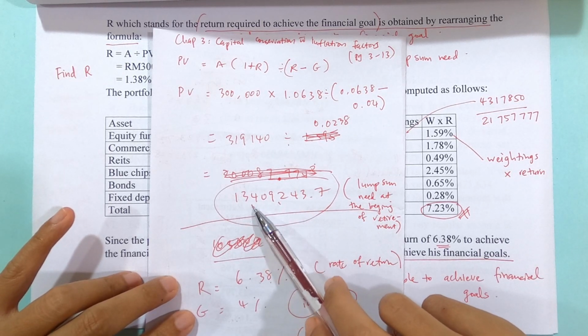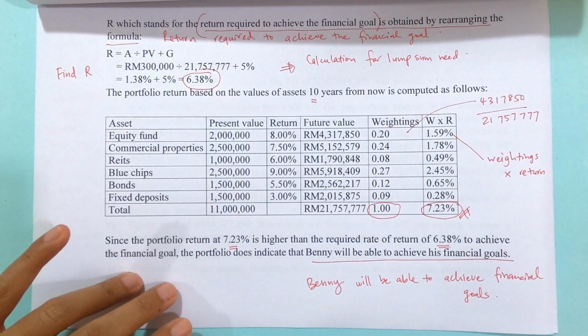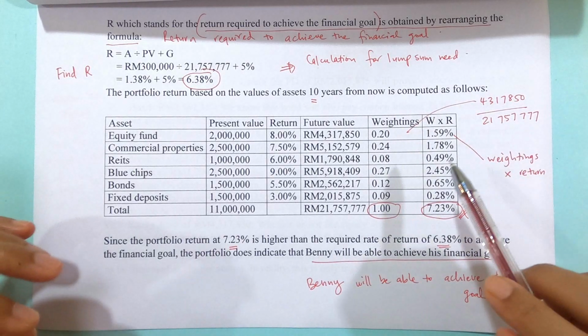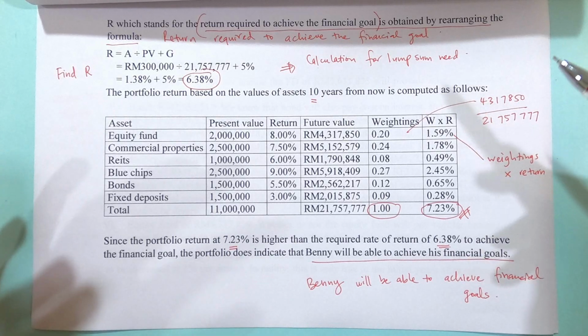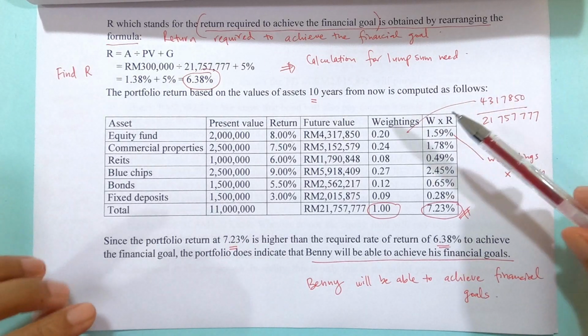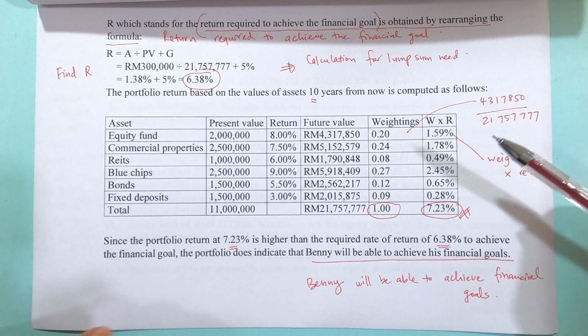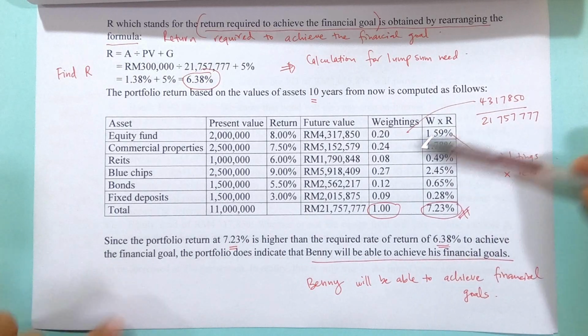13,409,243. So it is pretty high, but the asset that Benny has is also large, so it should not be a problem at all. But now what we want to check is where we want to calculate the portfolio return.